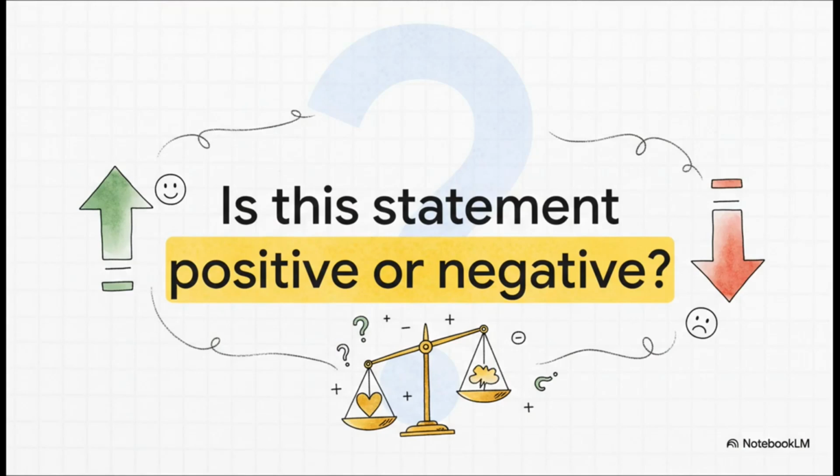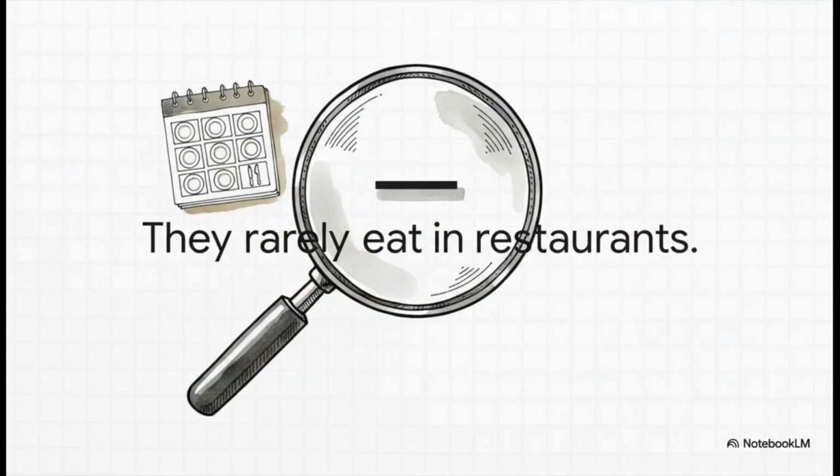Okay, I want you to take a close look at this next sentence. Read it carefully and think about our golden rule. Is this statement positive or is it negative? "They rarely eat in restaurants." Now that word rarely is the key here. It has a negative meaning, doesn't it? It means they almost never eat in restaurants.